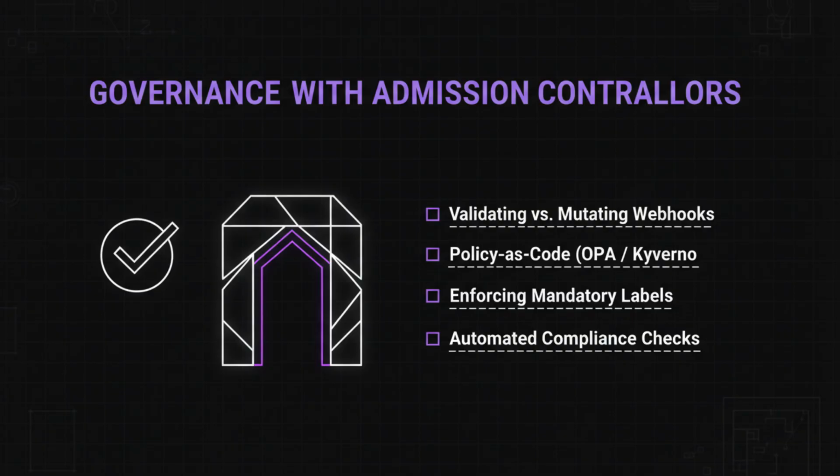For example, we can enforce a policy that no operator can be deployed unless it has a specific resource limit defined. We can also use mutating webhooks to automatically inject sidecars or environment variables into tenant workloads. This ensures consistency and compliance across all tenants without requiring manual intervention from the infrastructure team.